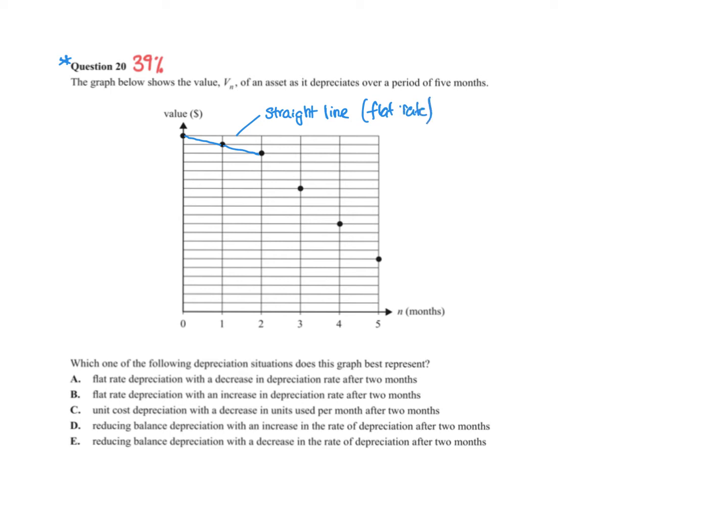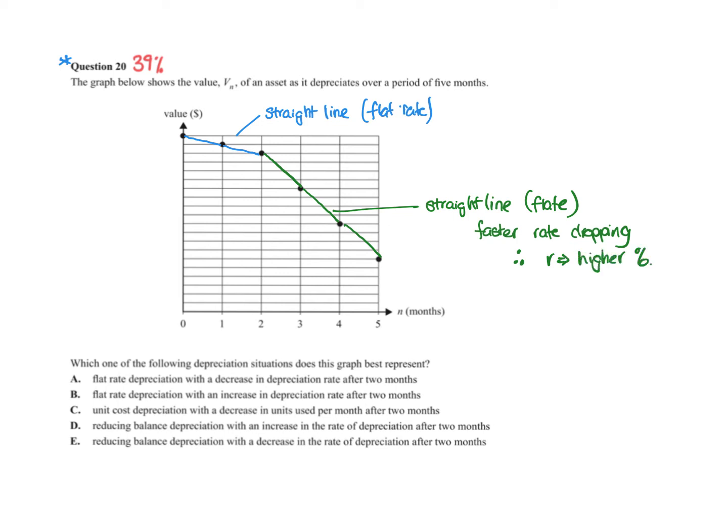But then what happens, you see, then it drops by 1, 2, 3, 4. But then it also drops by 1, 2, 3, 4. And then it also drops. So this is still flat rate. It's still a straight line. But what happens is this is at a faster rate, isn't it? So it's dropping at a faster rate. So therefore the R is a higher percentage than the blue line.